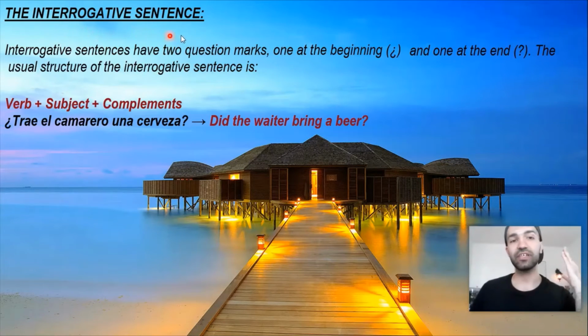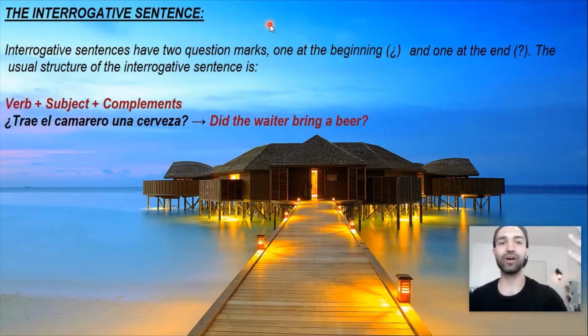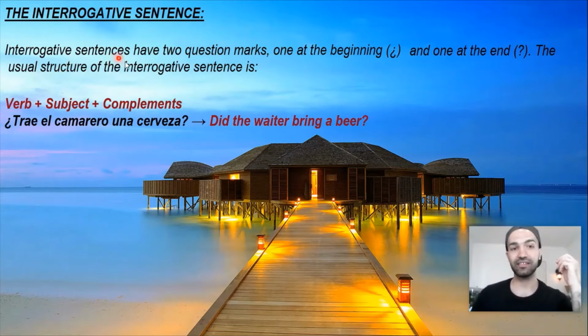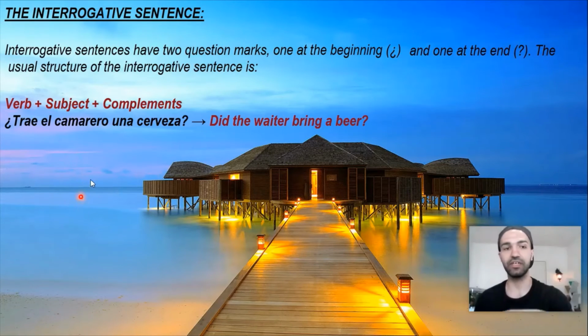The interrogative sentence. How we ask a question. Interrogative sentences have two question marks, one at the beginning and one at the end. The idea of putting a question mark at the beginning is to show that what follows is a question. So when you see this question mark at the beginning, you know that what follows is a question. Then you can increase the tone of your voice.